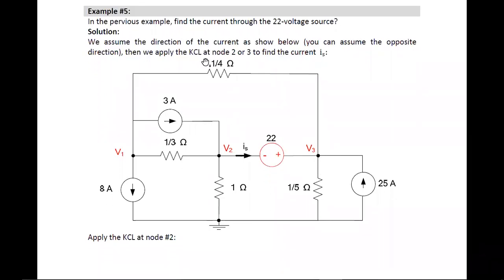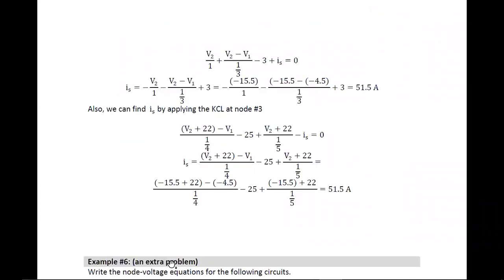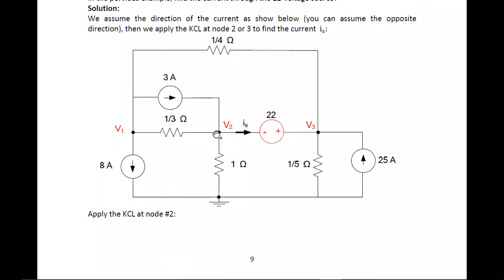Now I am applying the KCL at node 2. Please look here. Now I am applying it at node 2, V2. Here there are 4 currents, 1, 2, 3, 4 currents that will come to the picture.